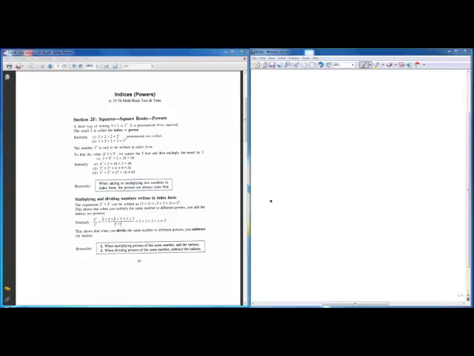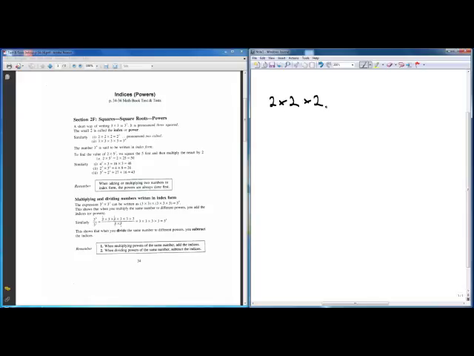Let's talk a little bit about indices or powers. This is from the math book, Text and Tests, page 34 to 36. When we have something like 2 times 2 times 2, it's not that hard to write out.